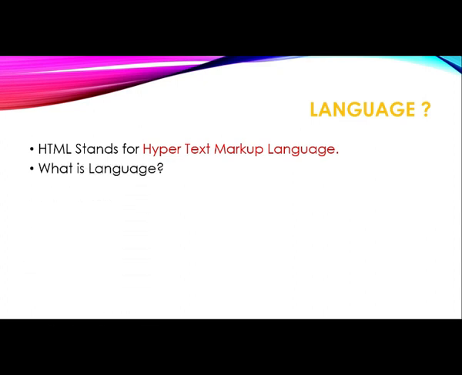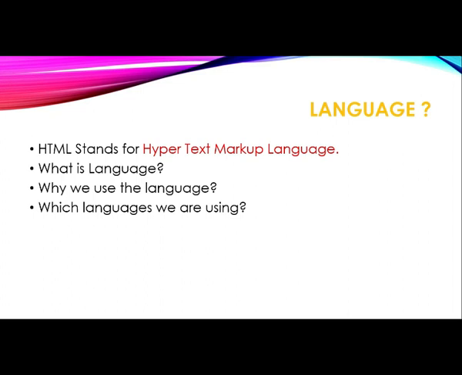So what is language? First of all, we understand: language means we are using Hindi, Gujarati, English, right? But why do we use language? What is the use of language? The use of language is for making communication, to transfer our views. Now which languages are we using? Hindi, Gujarati, English, Urdu, Tamil, many different languages we are using as human beings.